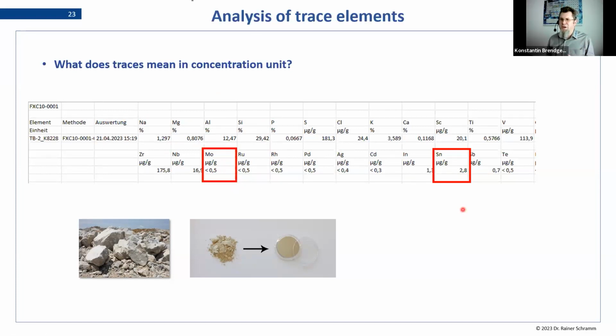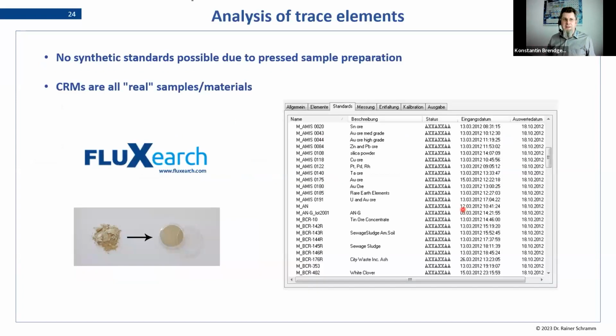The concentration range here is a lot lower than we are usually comfortable reporting, and this would be basically impossible to report on fused beads. That's why we go for the pressed pellet, to have better analysis results, better limits of detection, basically.